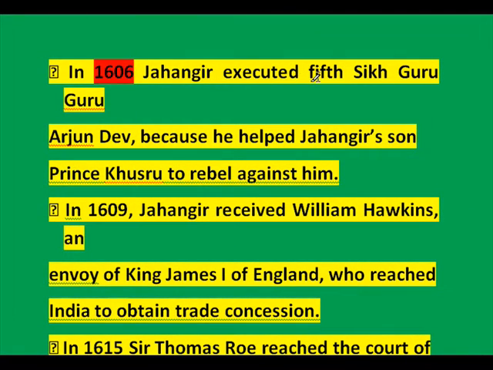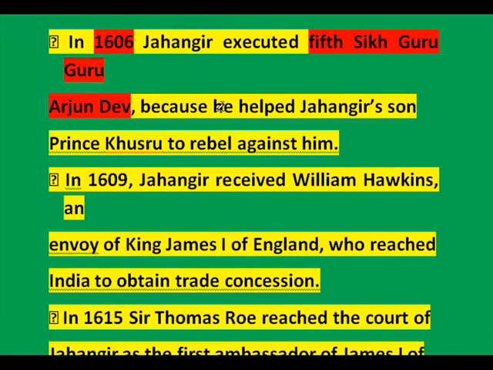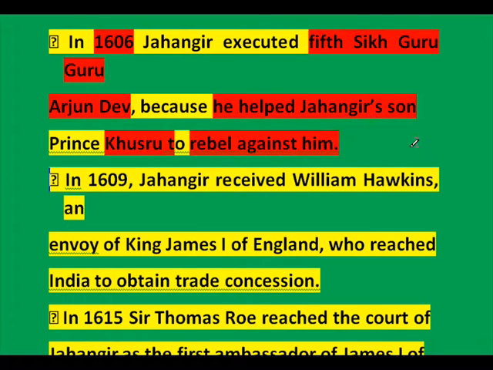In 1606, Jahangir executed the fifth Sikh Guru, Guru Arjun Dev, because he helped Jahangir's son, Prince Khusru, to rebel against him.